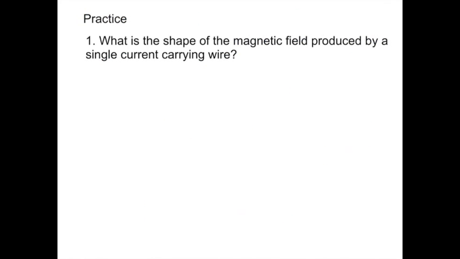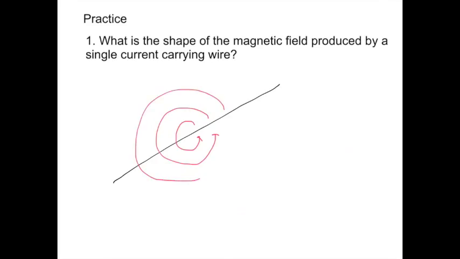Number 1. What is the shape of the magnetic field produced by a single current-carrying wire? So they're asking about a wire that's carrying some current through it, and what shape the magnetic field would make. As you saw in previous diagrams, magnetic fields form a series of concentric circles, or almost a cylinder, around a current-carrying wire.